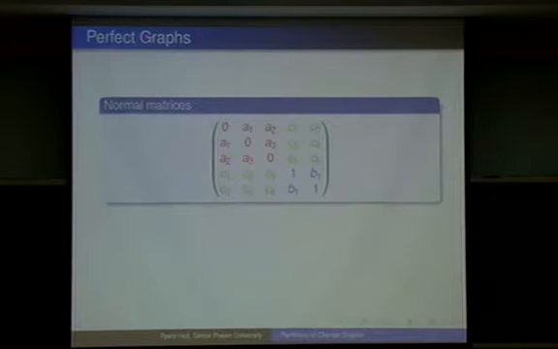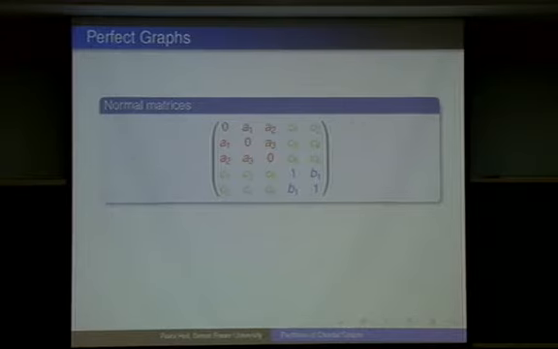Now, for perfect graphs, which include chordal graphs, there is another kind of description of a class of matrices for which finiteness of the number of obstructions is guaranteed. They are all included in the crossed matrices.